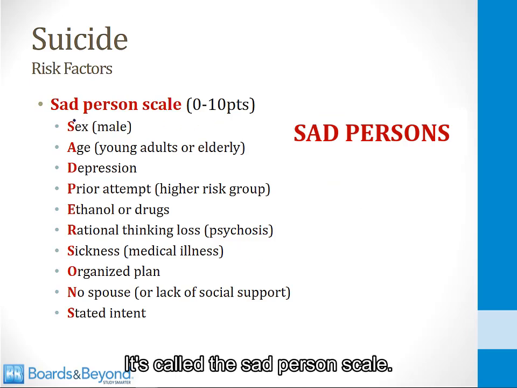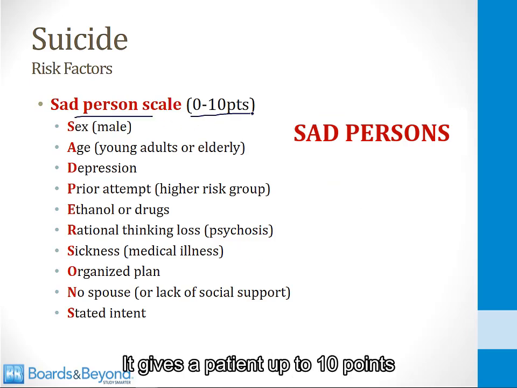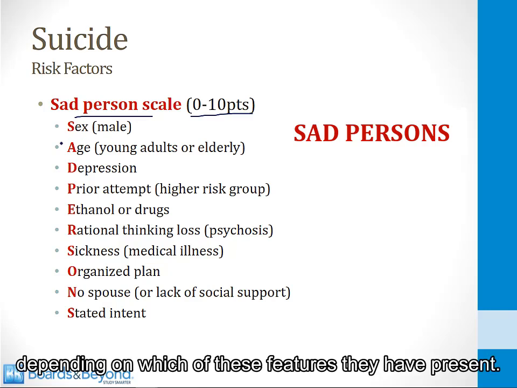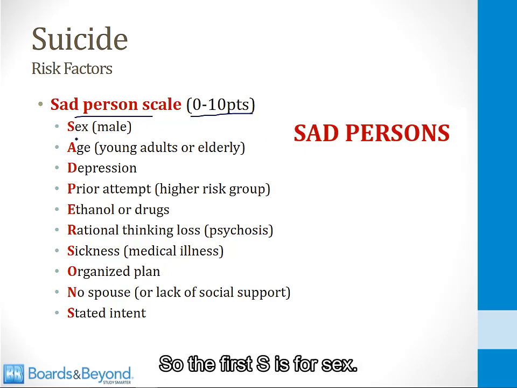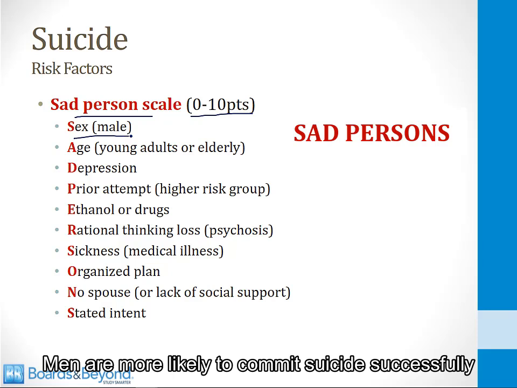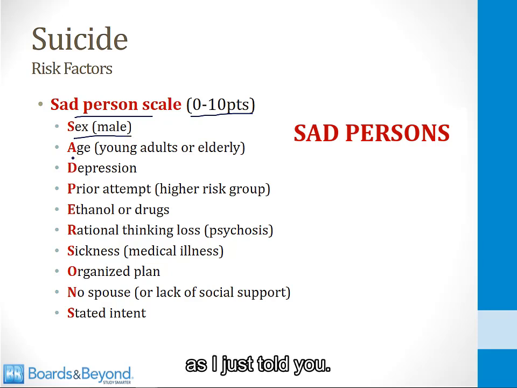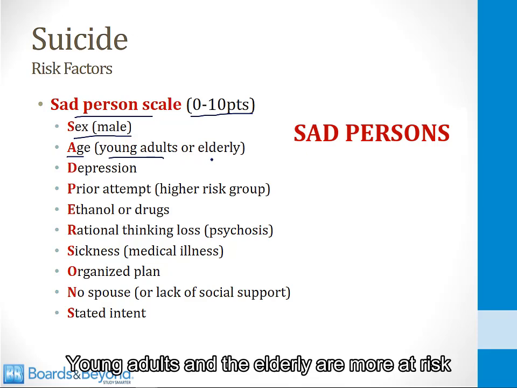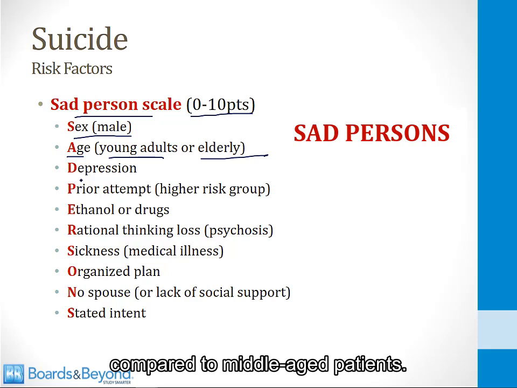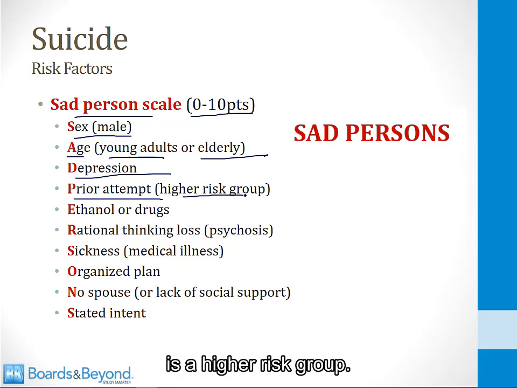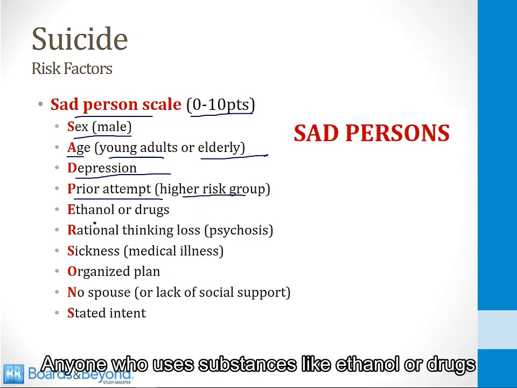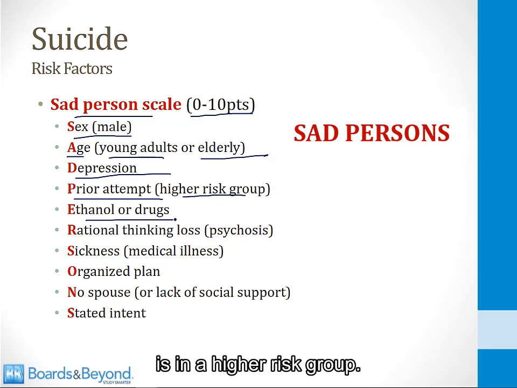It's called the SAD person scale. It gives a patient up to 10 points, depending on which of these features they have present, and these are often remembered by the mnemonic SAD person. So the first S is for sex. Men are more likely to commit suicide successfully, as I just told you. Age is a risk factor. Young adults and the elderly are more at risk compared to middle-aged patients. Depression is a risk factor. Anyone who's attempted suicide before is in a higher risk group. Anyone who uses substances like ethanol or drugs is in a higher risk group.